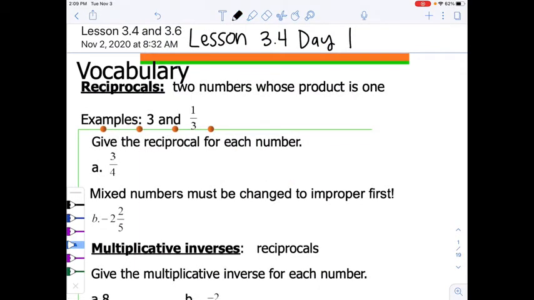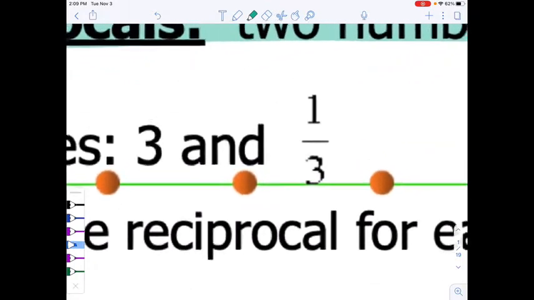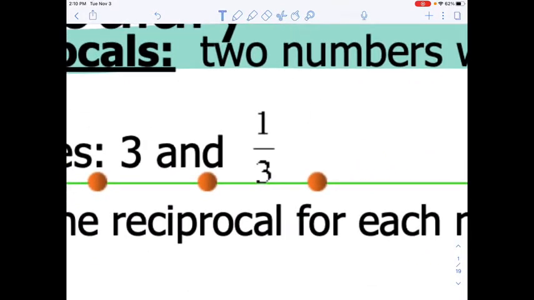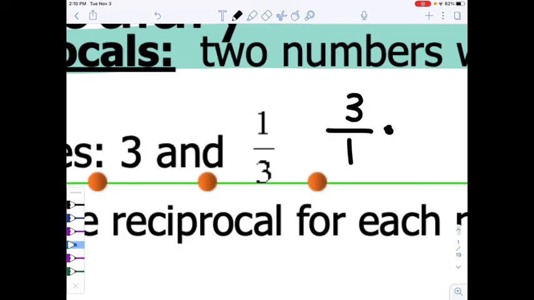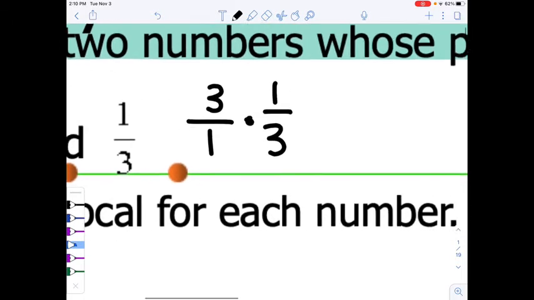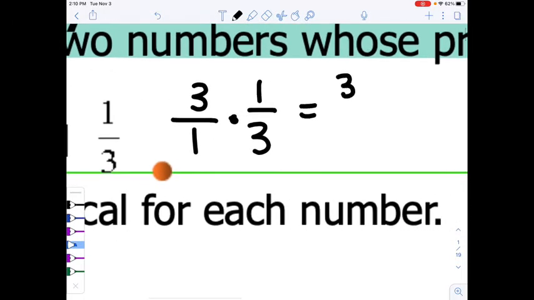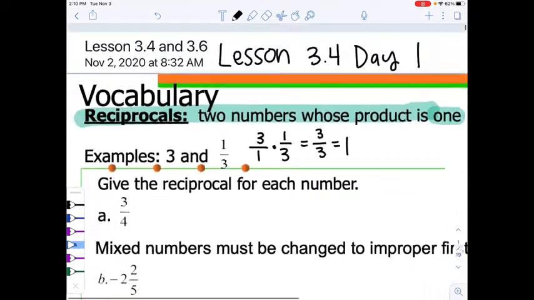This is day 1 of lesson 3.4. Lesson 3.4 is all about dividing fractions. So a couple important vocab words that you should know. The first one is reciprocals. Reciprocals are two numbers whose product is 1. So an example of that would be 3 and 1/3. Because to write 3 as a fraction, we write that as 3/1. And then if we multiply by its reciprocal of 1/3, we get 3/3, which is just 1.